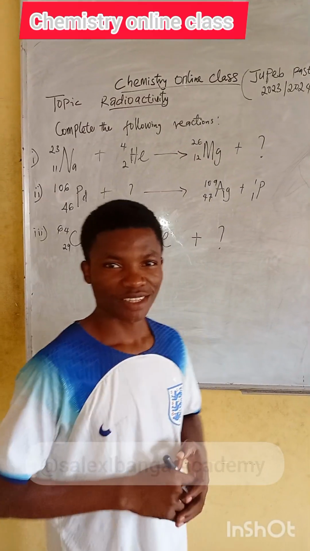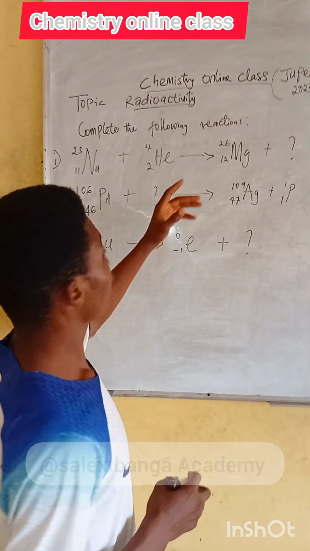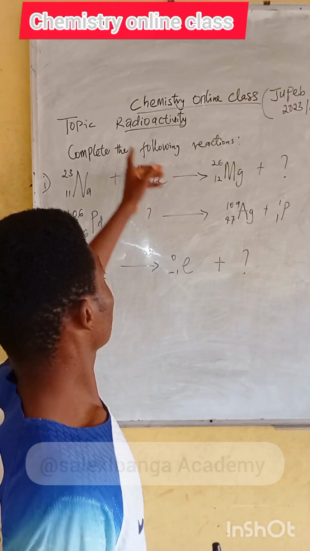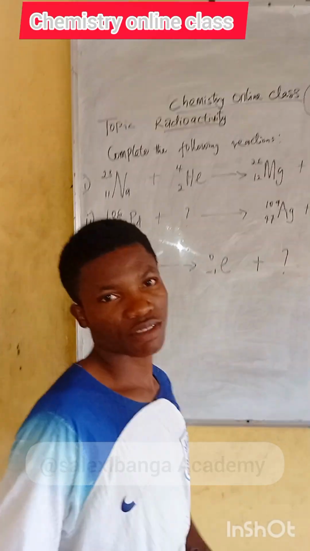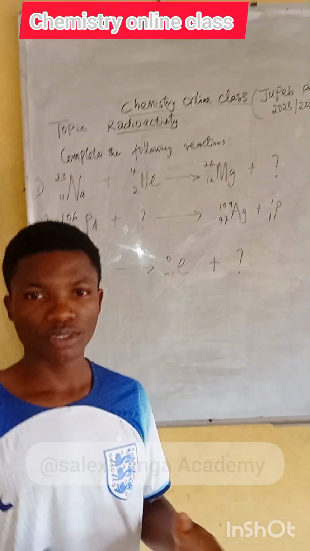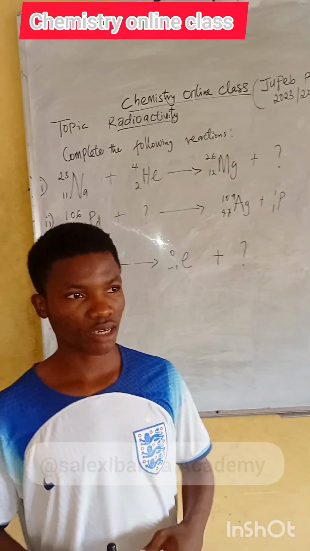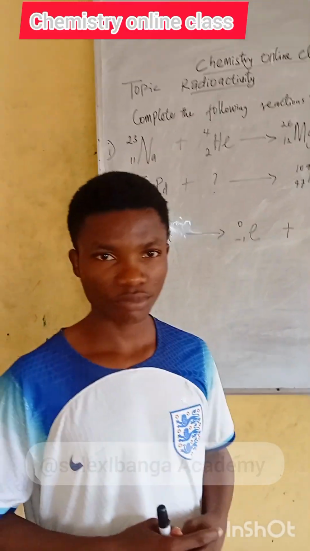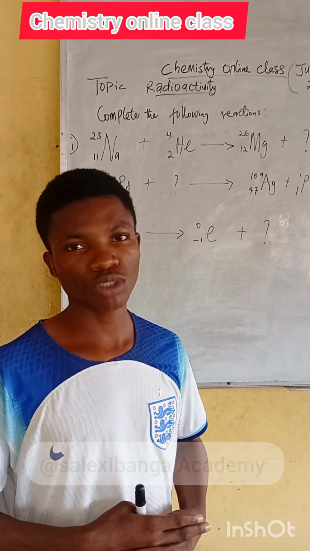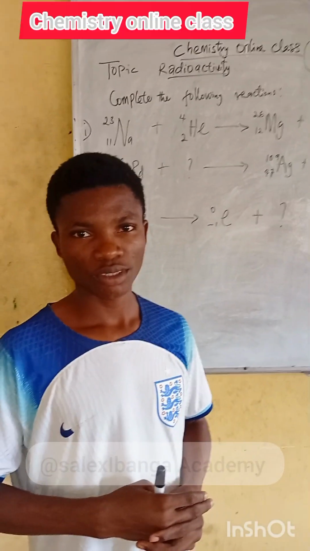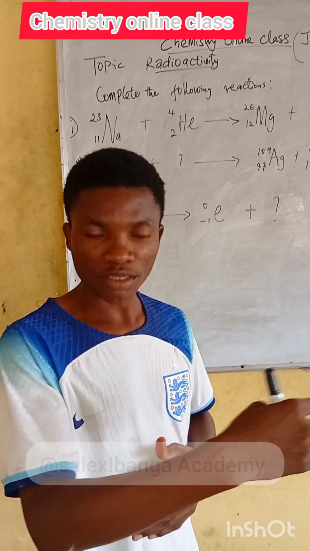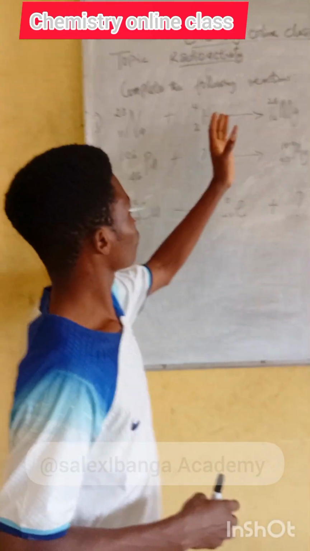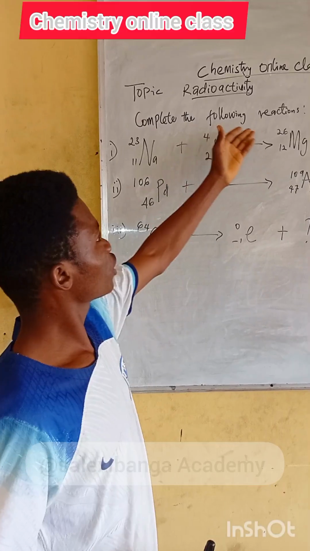Welcome. In today's class, our subject is chemistry, and our topic is radioactivity. When we talk about radioactivity, we are referring to the spontaneous disintegration of an unstable atomic nucleus to obtain a stable nucleus. Now, given this question, complete the following reaction.